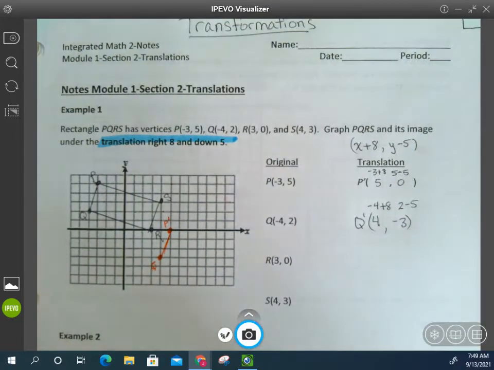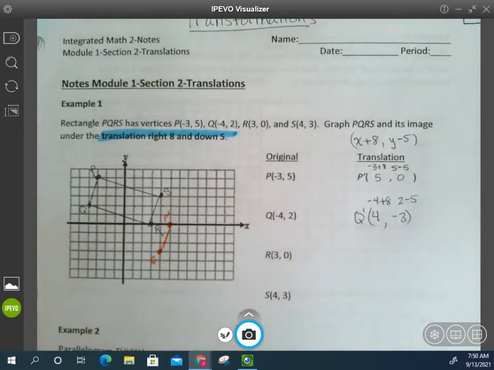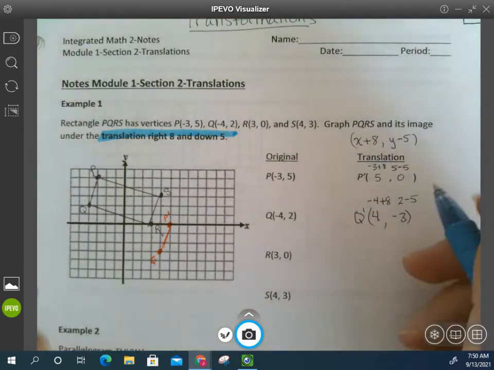All right, so what do you guys like better? Do you like counting the points on the graph and then doing the ordered pair, or shifting the ordered pair and graphing it? The ordered pair. I like the ordered pair too. It's a little quicker for me.